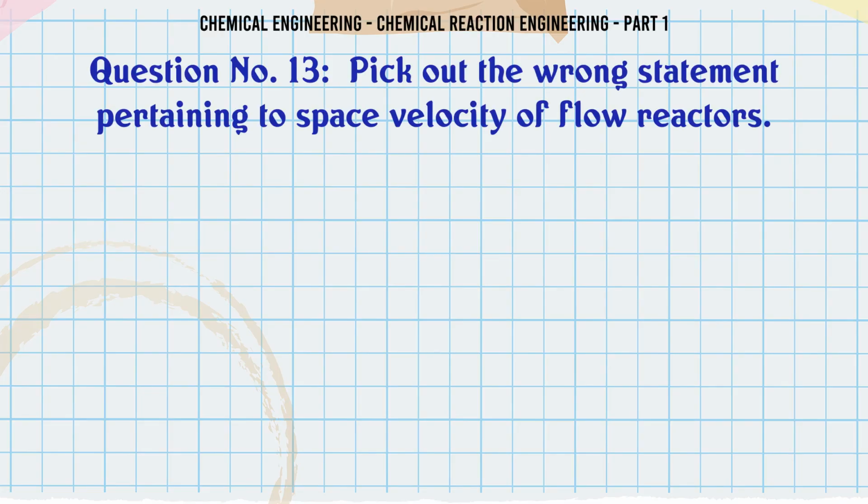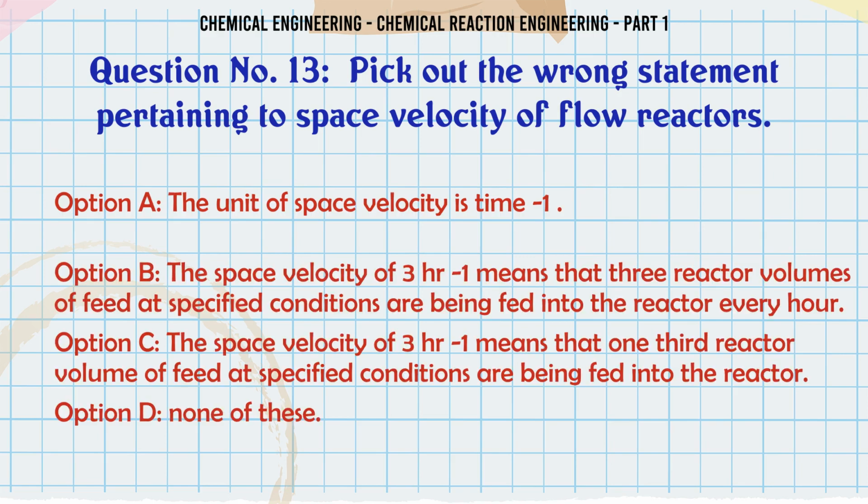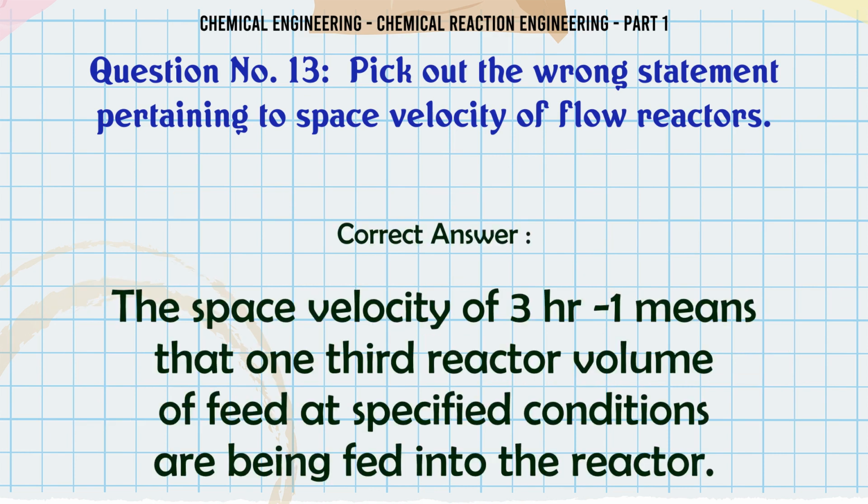Pick out the wrong statement pertaining to space velocity of flow reactors. A. The unit of space velocity is time⁻¹. B. The space velocity of 3 hr⁻¹ means that 3 reactor volumes of feed at specified conditions are being fed into the reactor every hour. C. The space velocity of 3 hr⁻¹ means that 1/3 reactor volume of feed at specified conditions is being fed into the reactor. D. None of these. The correct answer is option C.